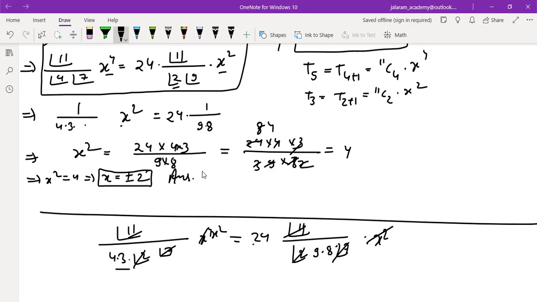Is that clear to you now? This we have solved in the next line. So x equals plus minus 2 will be the answer. Is that clear to you? If you have the next doubt, is there any other doubt?